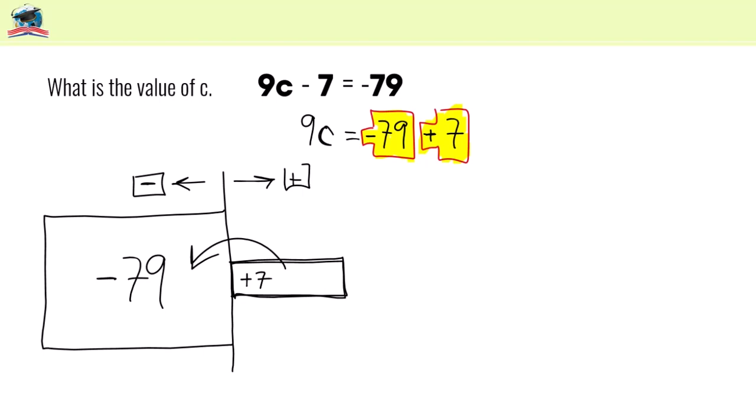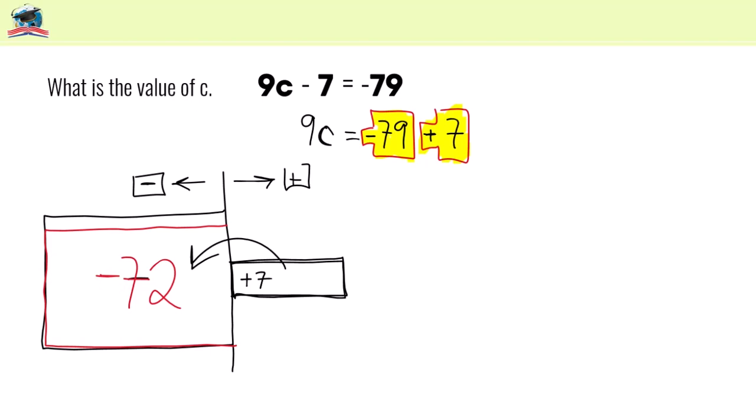79 minus 7, that's going to be 72. So let's do it this way. You're going to cut it here. And then we're going to have a minus 72 left. Good. Let's do some tidy up now. So let's go. This one is gone. This one is gone. This one is. Be careful there.